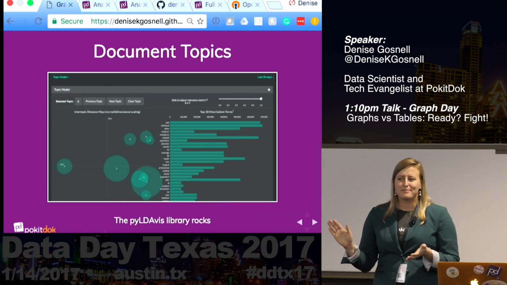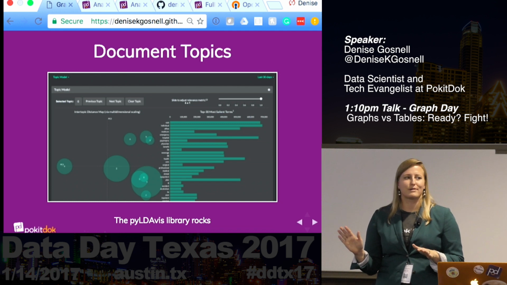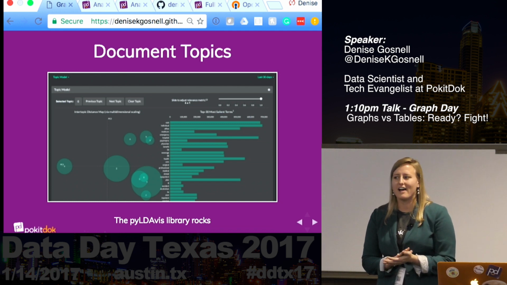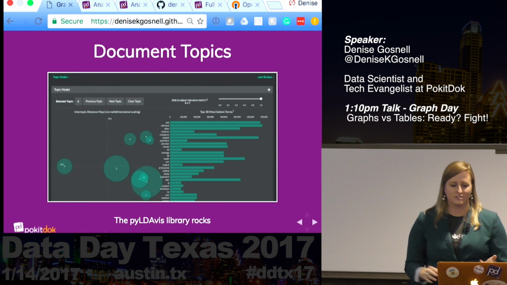Has anyone ever looked at PyLDAViz? This has got to be the coolest library I have ever seen. So what we have is, well, let's just look at it.